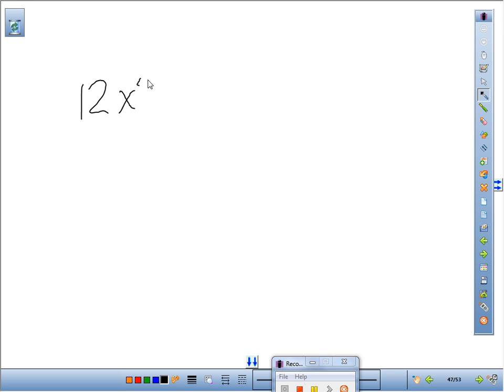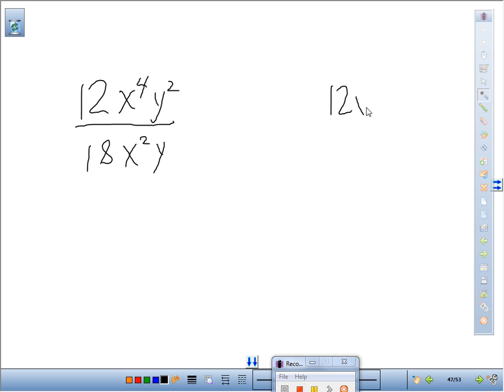12x to the fourth y squared over 18x squared y. On the far right, I'm going to write 12x squared plus 6x. And down here we're going to write x squared plus x.